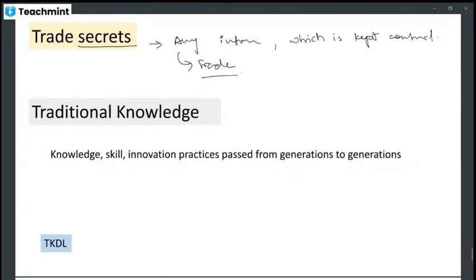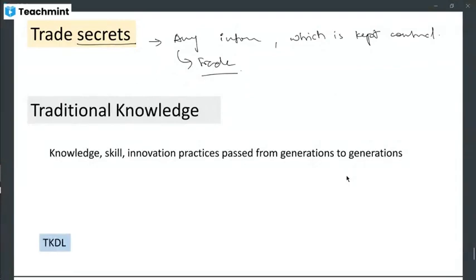Can anyone give an example of a trade secret? Which comes under the example of a trade secret? The information which is kept confidential. Trade secret might be like the Pepsi company: they won't reveal the ingredients they add, right?